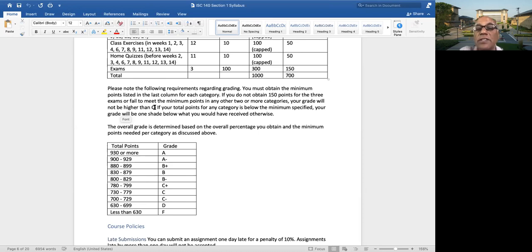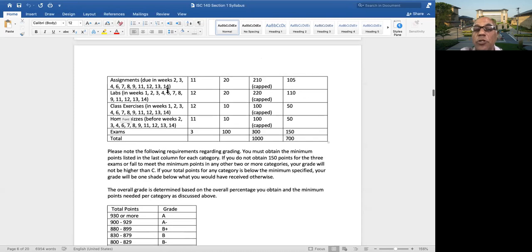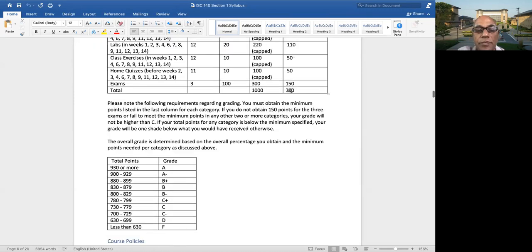Okay, read this carefully. Or if you fail to meet the minimum in 2 of these other categories, your grade will not be more than a C. If you miss one category, then the grade will be one shade below what you would have gotten here. For example, if you didn't get 110 points in labs, then your grade will drop by, say, from B plus to a B, or a C plus to a C, or C to a C minus, and so on.